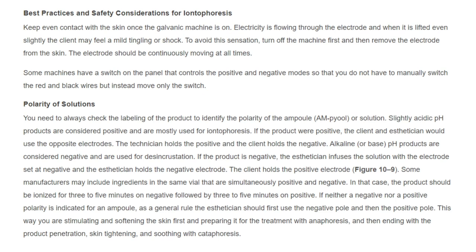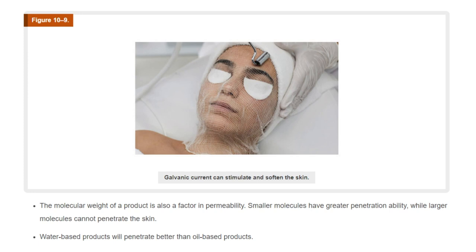Some manufacturers may include ingredients in the same vial that are simultaneously positive and negative. In that case, the product should be ionized for 3 to 5 minutes on negative followed by 3 to 5 minutes on positive. If neither a negative nor a positive polarity is indicated for an ampoule, as a general rule the esthetician should first use the negative pole and then the positive pole. This way you are stimulating and softening the skin first and preparing it for the treatment with anaphoresis, and then ending with the product penetration, skin tightening, and soothing with cataphoresis. Figure 10.9. Galvanic current can stimulate and soften the skin.